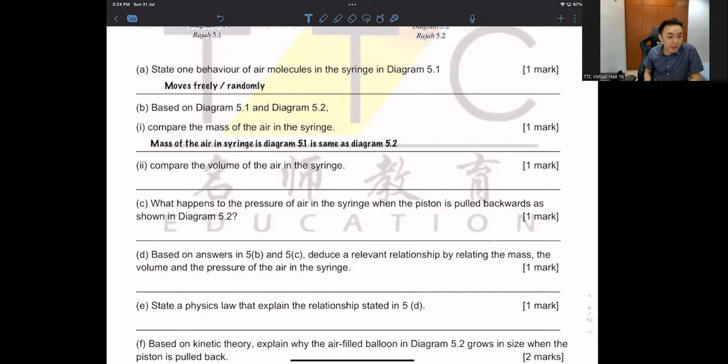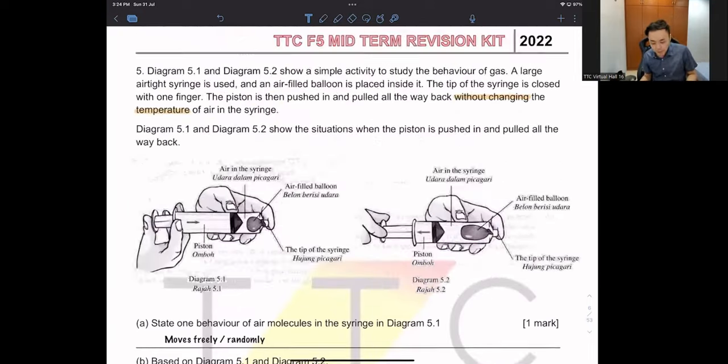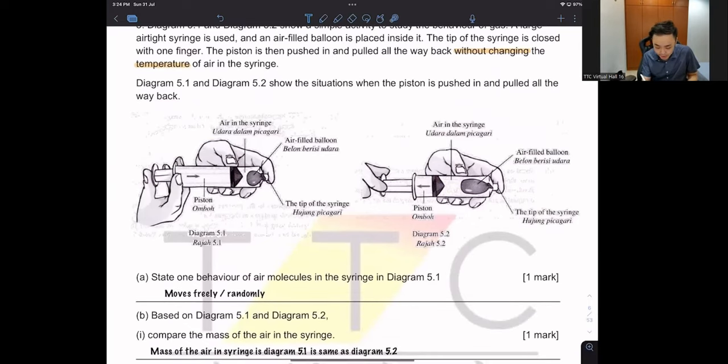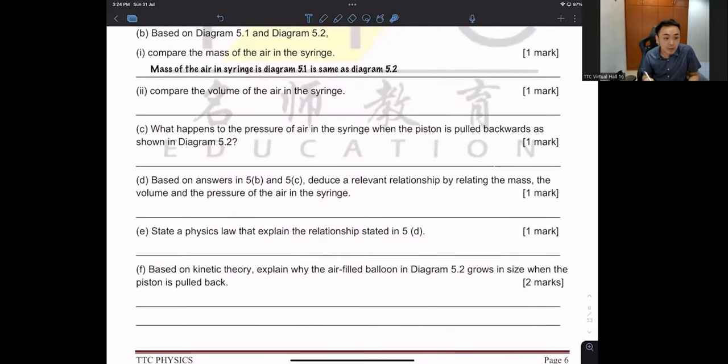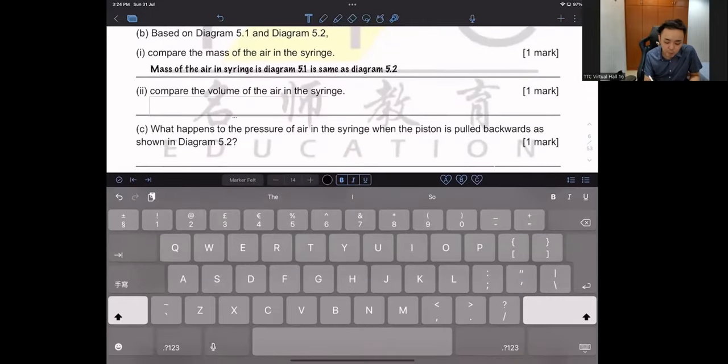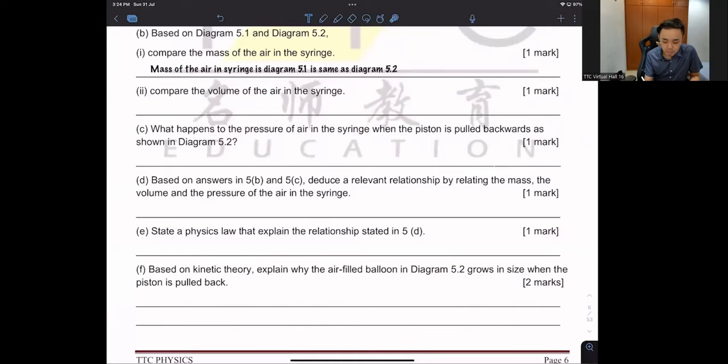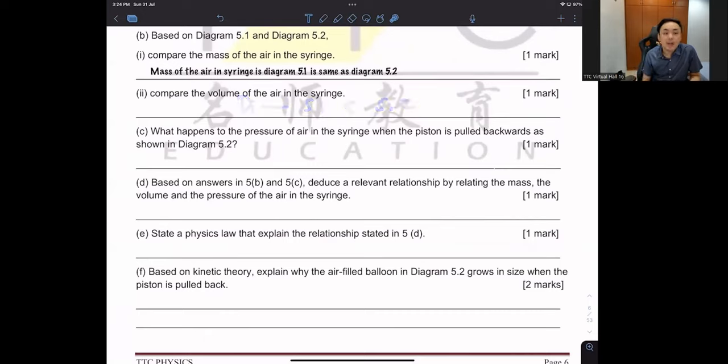Understand? Moving on, compare volume. I already said the answer, right? This one has more volume because there is more space. This one has lesser volume because there is lesser space. Now, I know some of you will ask, can I just write diagram 5.1 and then put the more than or less than sign? I don't recommend it. If you want to do that, double confirm with your school teachers.